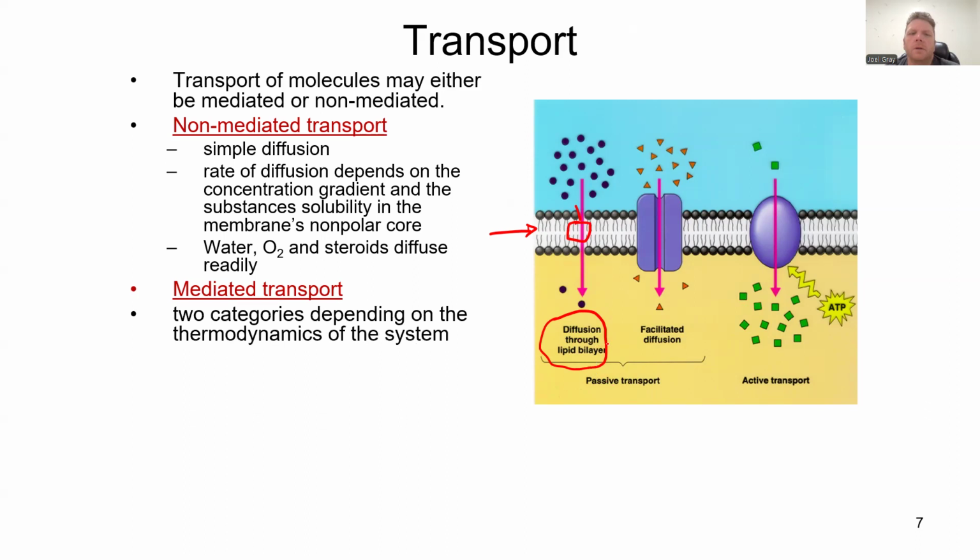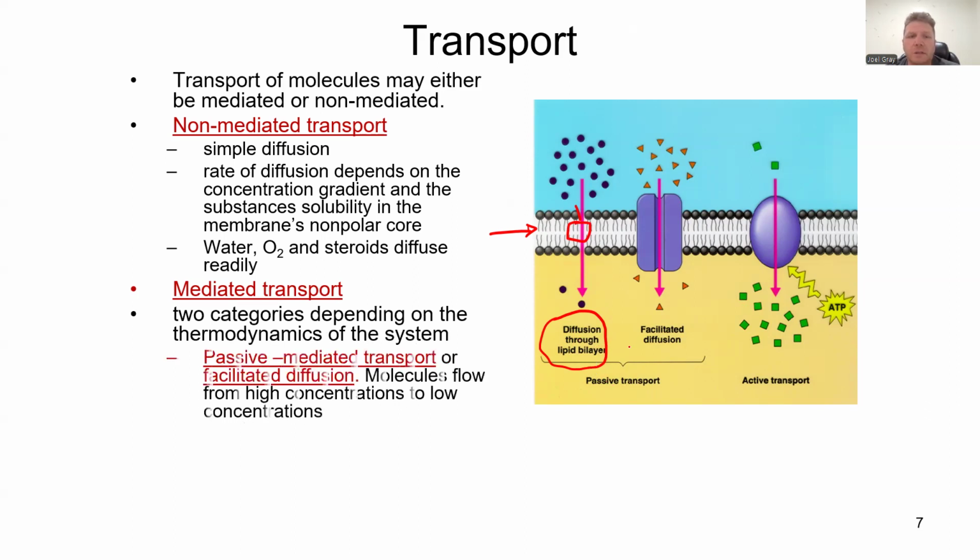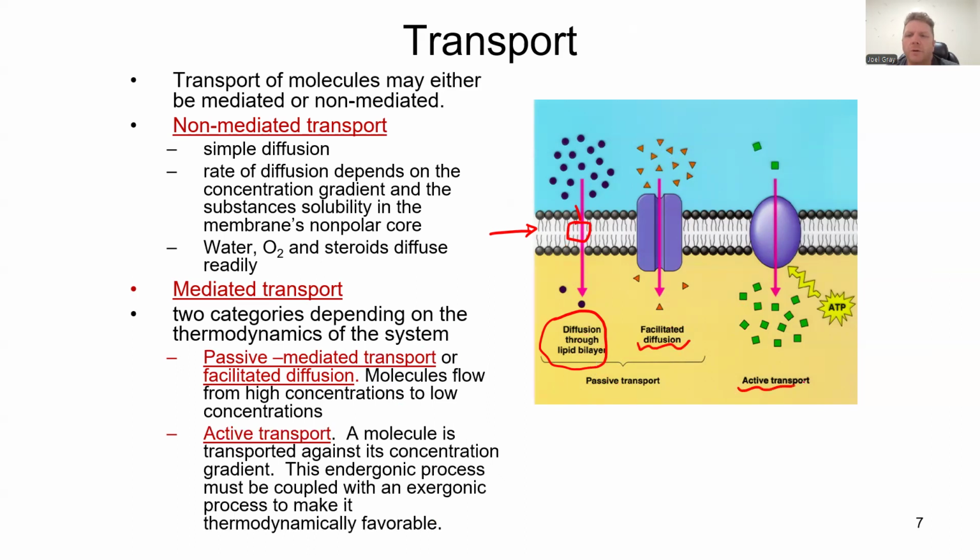Mediated transport. There are two categories depending on the thermodynamics of the system. There's passive mediated transport, also known as facilitated diffusion. Molecules are going to flow from high concentrations to low concentrations. There's also active transport. A molecule is transported against its concentration gradient. This endergonic process must be coupled with an exergonic process to make it thermodynamically favorable. So to move these green squares from position A to position B, you have to couple that with something like ATP hydrolysis.